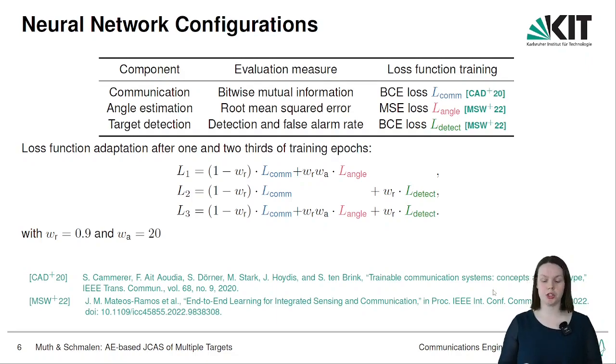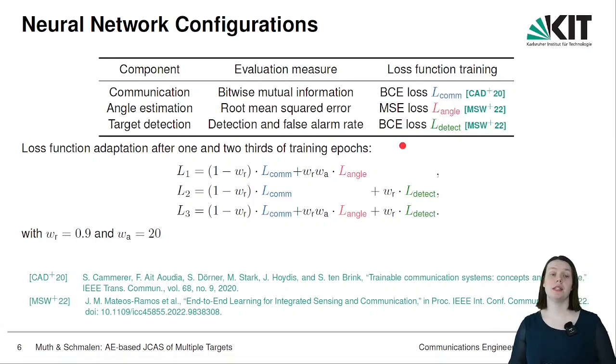We need to define a loss function so that our neural network optimization actually achieves some gain. So for the communication, we use this well-known approach using a bitwise mutual information as an evaluation measure, and therefore using the binary cross-entropy loss. For the angle estimation, we evaluate it based on the root mean squared error, therefore we can have a mean squared error loss. And for the target detection, we also use the binary cross-entropy loss, and we evaluate based on the detection and false alarm rate. So here we evaluate this based on the false detection and false alarm probabilities. And yes, we need this BCE loss, again, because of our encoding that I'll show later.